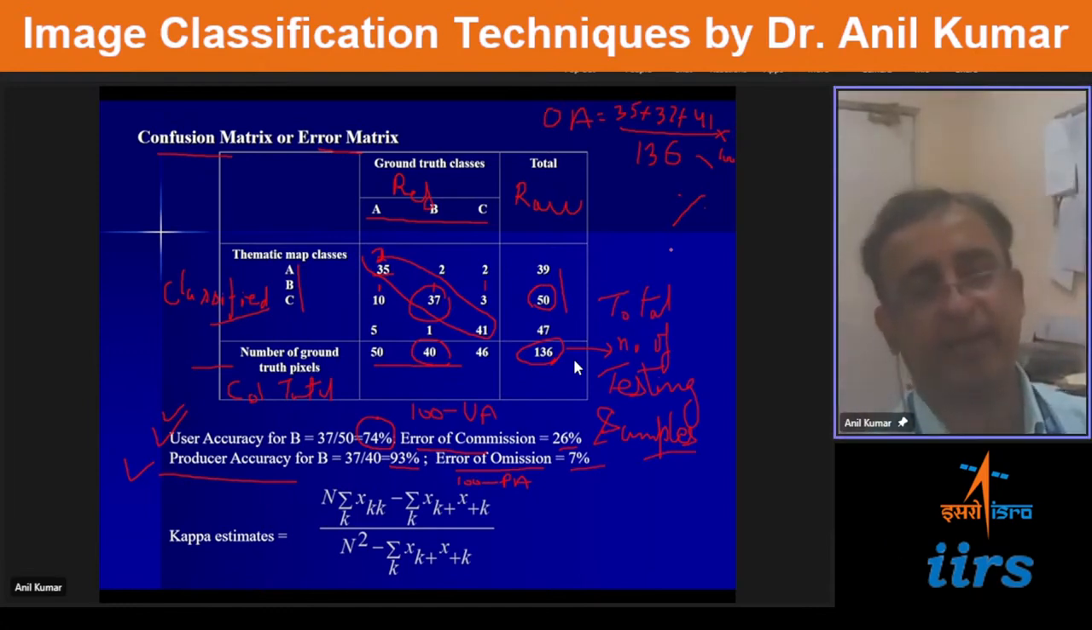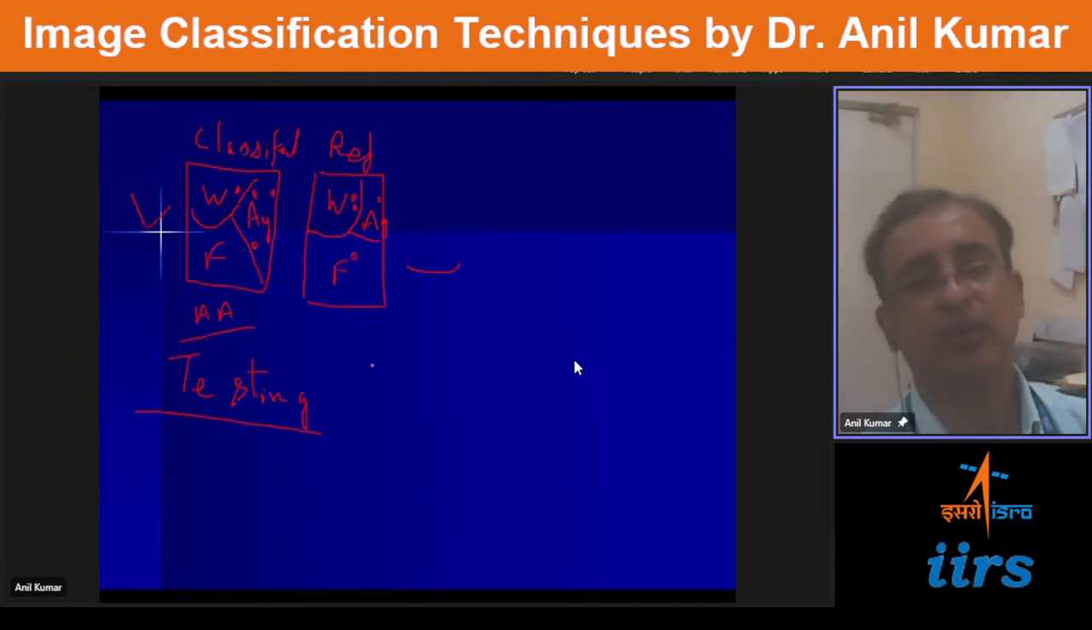And the fourth parameter is the kappa coefficient. You can calculate the kappa coefficient from this formula, and I can explain the variables. N is the total number of samples, so here N is 136. X k plus is your row total, and X plus k is the column total for a particular class. So for the first class, the row total and column total are 39 into 50.